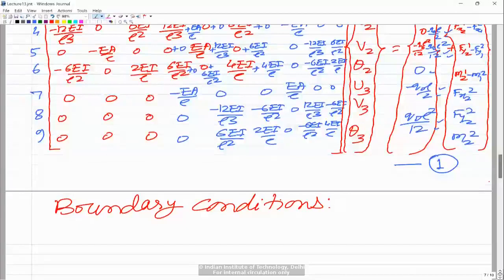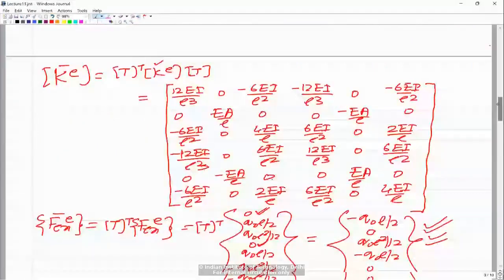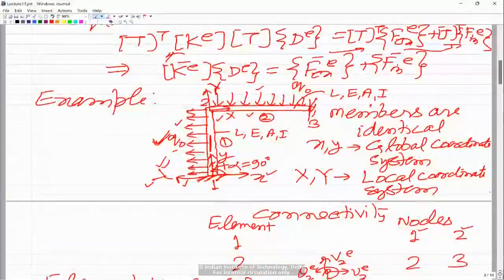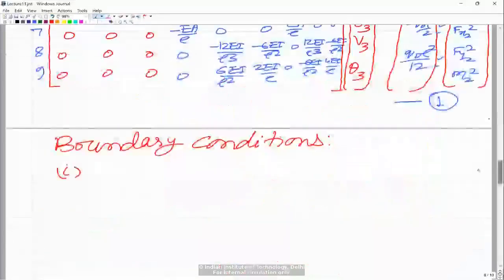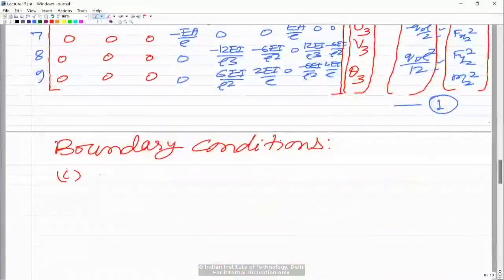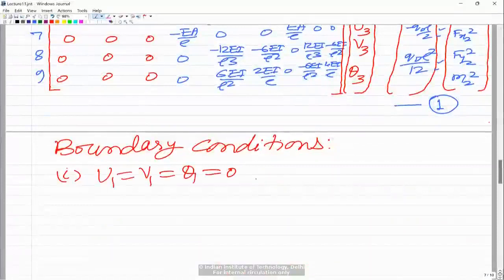So the boundary conditions are, if you look at what I had said, that this end is fixed. This is node number one, and node number three is fixed. Fixed means no displacement along x, y, and no rotation about the z axis. So all 3 degrees of freedom at nodes one and three are zero. So that is one part of the boundary condition. Boundary condition one is that u1 equals v1 equals theta 1 equals 0, and boundary condition 2 is u3 equals v3 equals theta 3 equals 0.